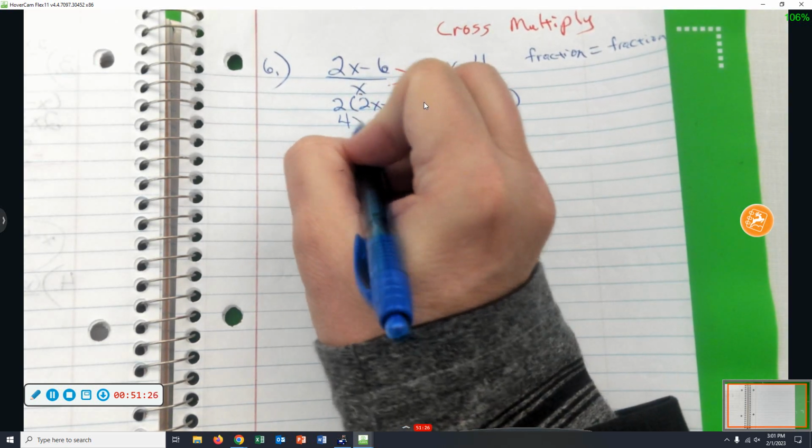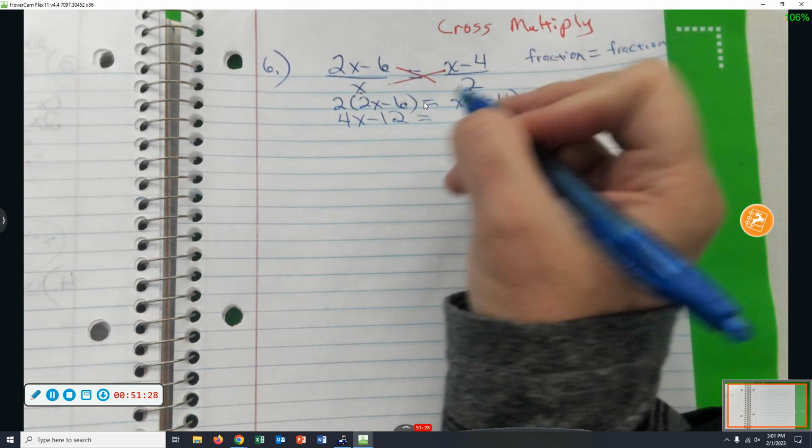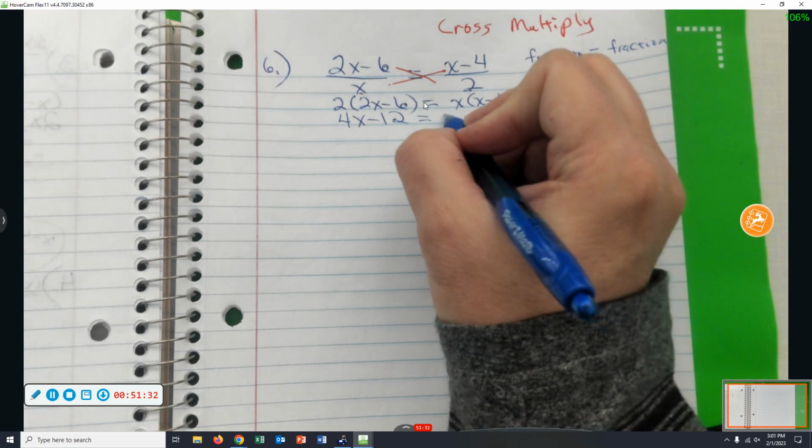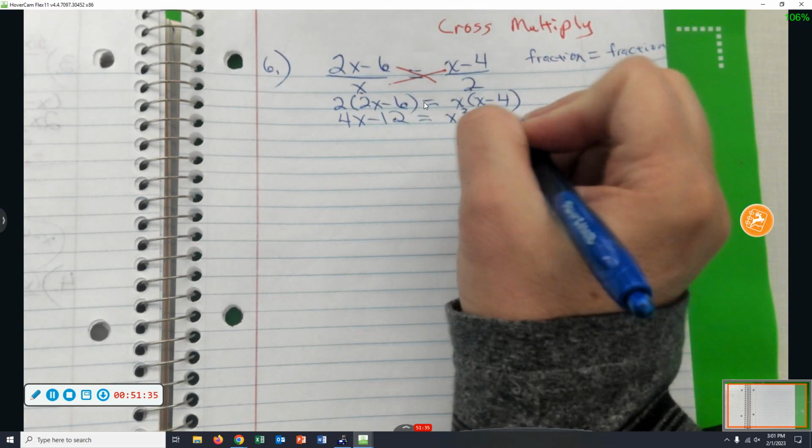Distributing the 2, we're getting 4x minus 5. Right. Here, distributing the x, we're going to get x squared minus 4x. Okay.